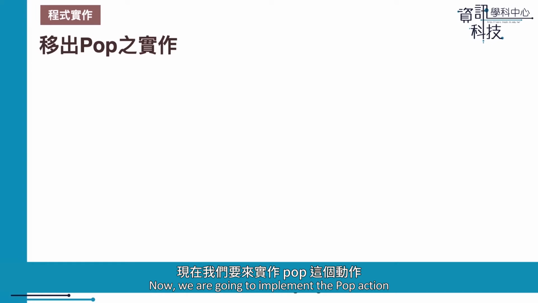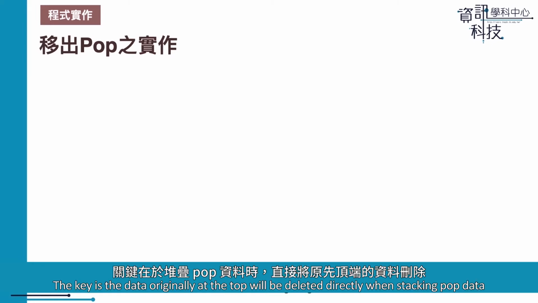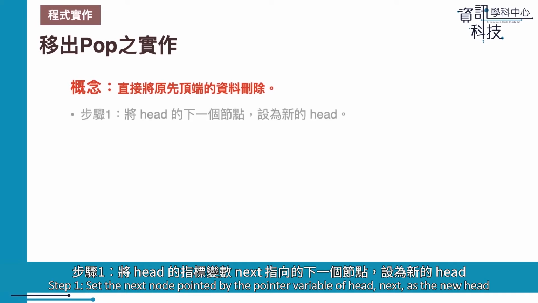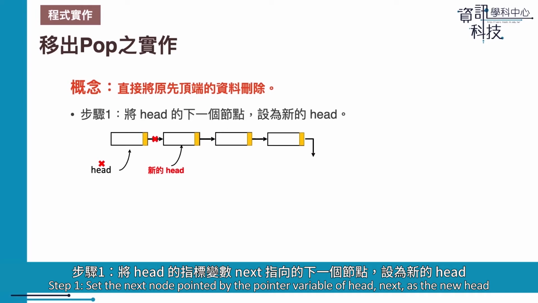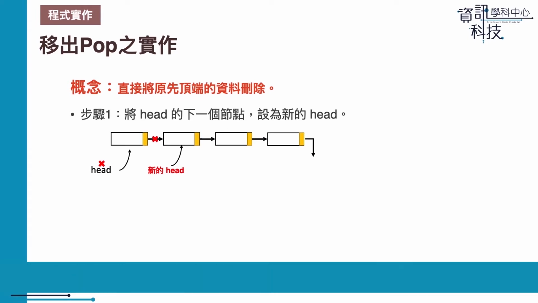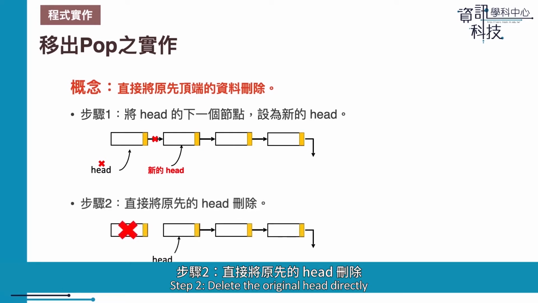Now we are going to implement the pop action. The key is the data originally at the top will be deleted directly when stacking pop data. Step 1. Set the next node pointed by the pointer variable of head next as the new head. Step 2. Delete the original head directly.